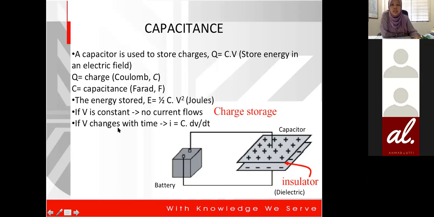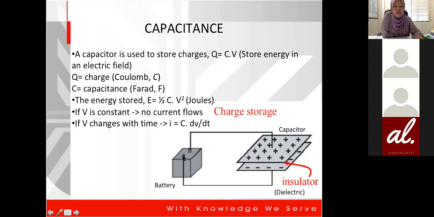of joules. Okay, so if voltage is constant, no current flows. If voltage changes with time, then you will get the current flow inside the circuit equal to C dV/dt. Okay, so what does it mean here? If the voltage across the circuit is zero, there is no current flow, so the capacitor will not charge. The charge inside the capacitor will be zero.